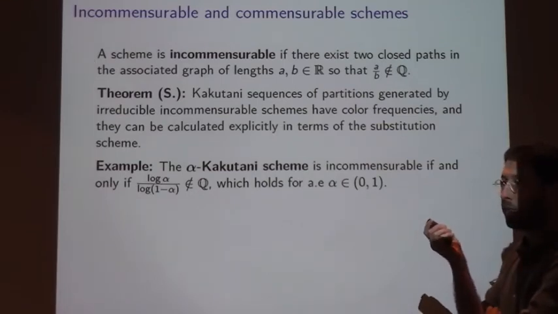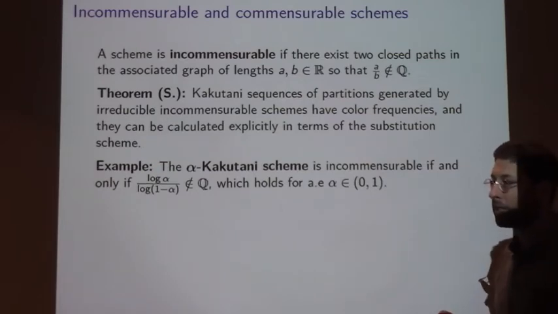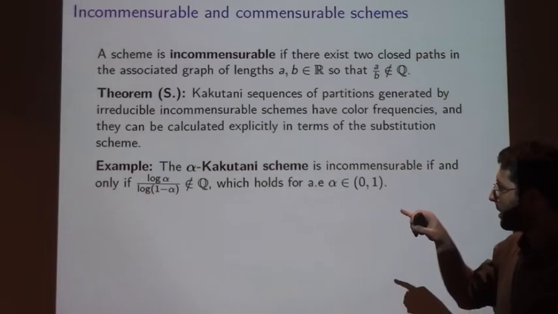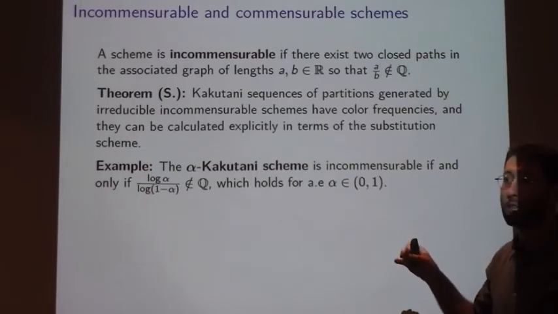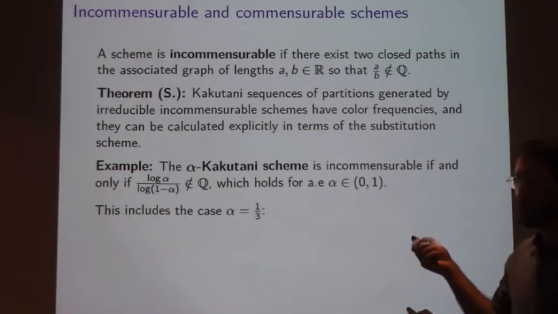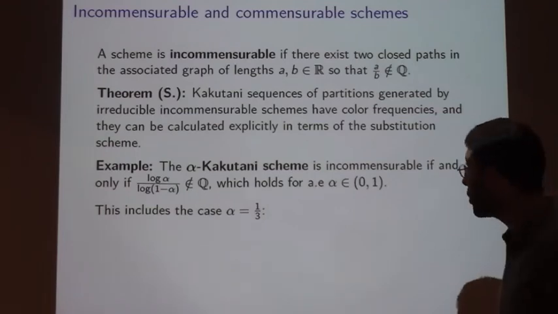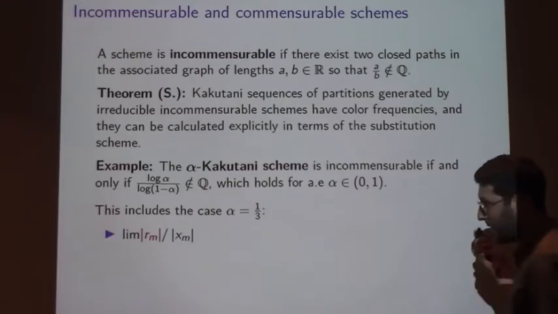So if you plug in alpha equals 1/3, for example, and you just get rid of the minuses, then the question you ask is whether log 3 over log 2 essentially is irrational. And the answer is yes. So in the 1/3 example, this is an incommensurable example. But of course, there are infinitely many alphas for which it is commensurable, but generically it's incommensurable. So, for example, sometimes I ask the audience to guess what the answer is.